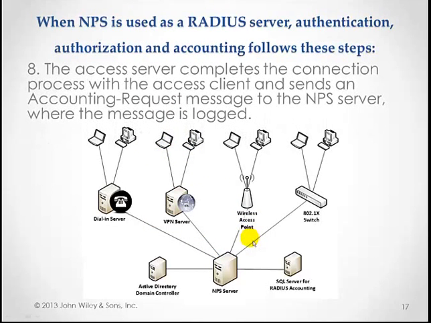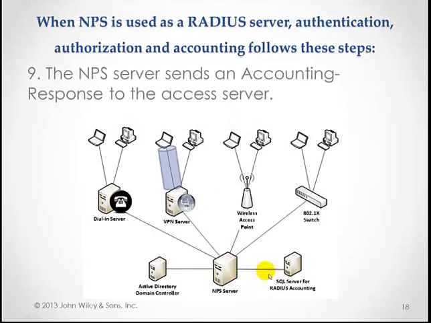Now, if, however, they are authenticated and authorized, then the access server is going to complete the connection process with the access client, and it's going to send an accounting request message. So the access server makes the connection with the access client. So now we have a VPN tunnel here, and then it's going to send an accounting request message to the NPS server, and that's where the message will get logged.